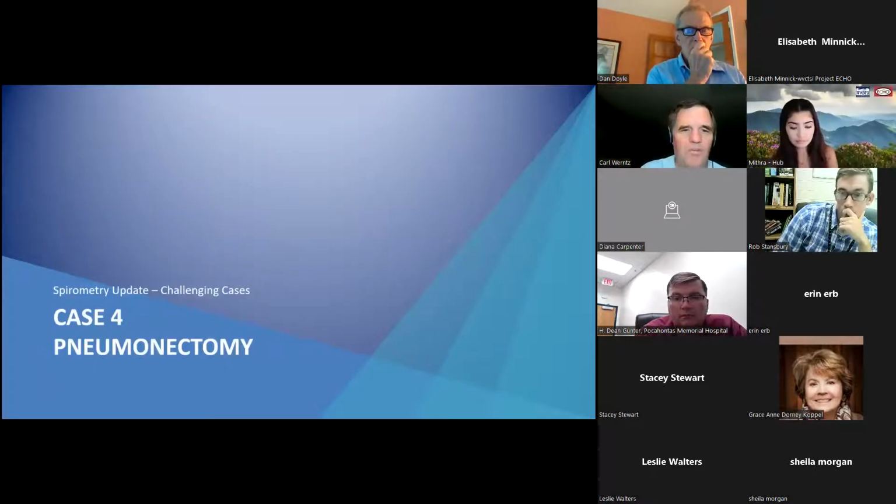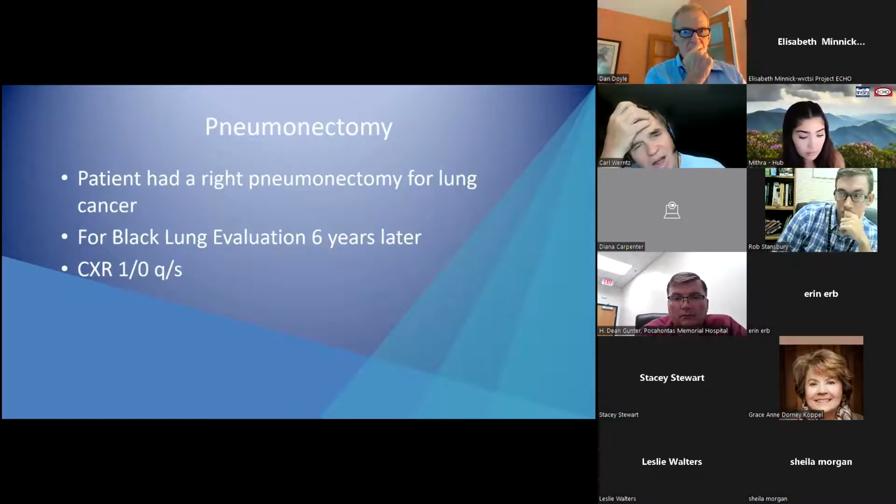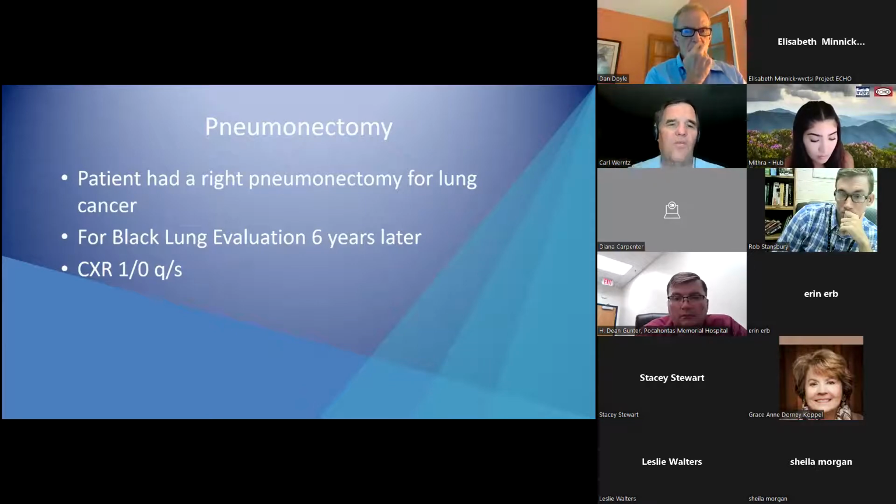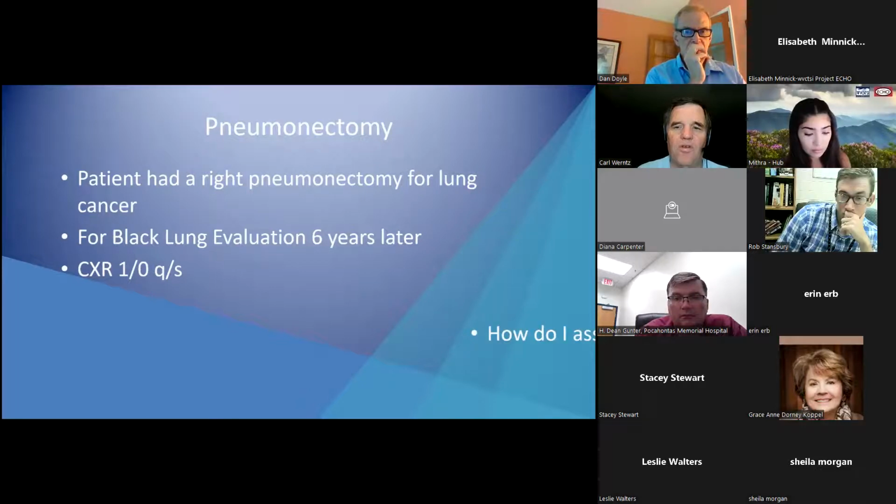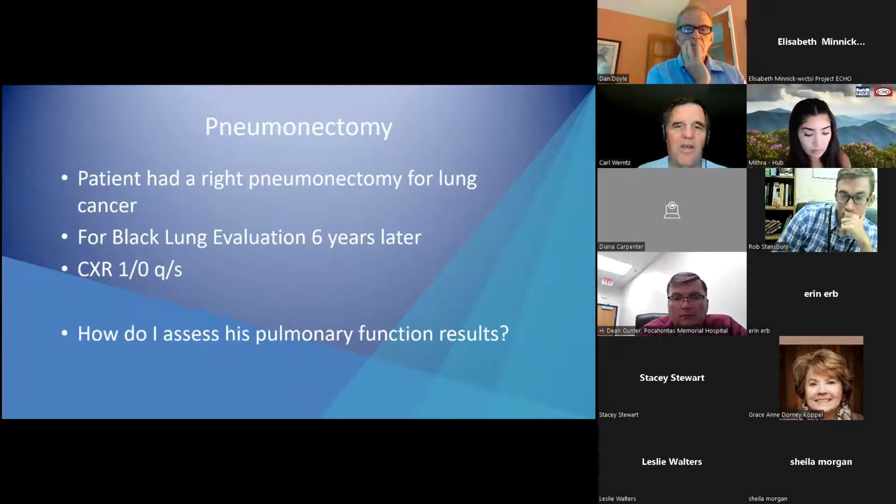Next topic, pneumonectomy. I had a patient that had a pneumonectomy for lung cancer. I saw him for black lung evaluation about 6 years later, so he'd completely recovered from the procedure. And at that point, his chest X-ray was a 1/0 of q/s size opacities. So my question is, how do I figure out the impact of the pneumonectomy on his pulmonary function testing?